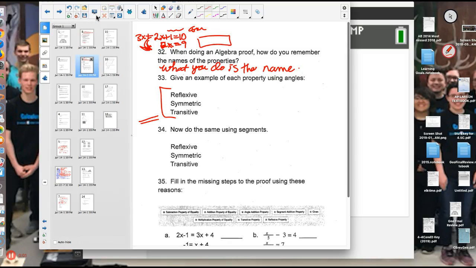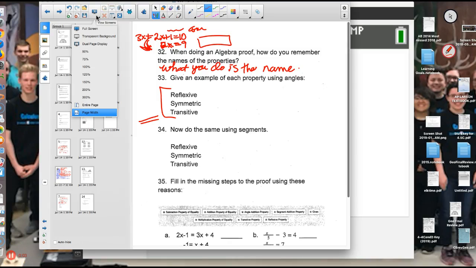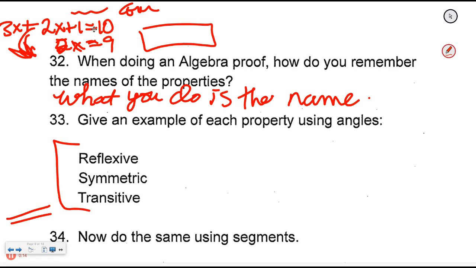So you should open up your packet to number 33 is what we're on, and we'll just do this for 15 minutes today. And your points for this week are just based on how complete your packet is at the end of it. So as long as you're writing it down as I do it, you should be just fine. So we're on number 33. Give an example of each property using angles.